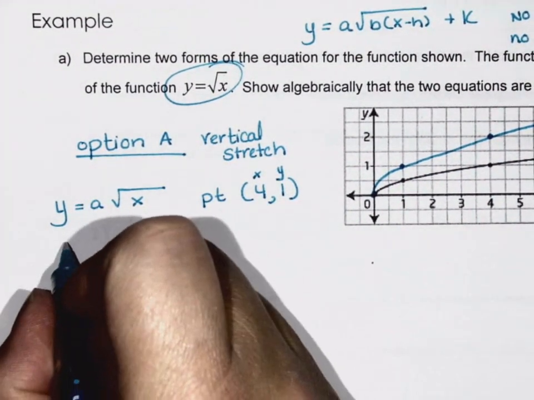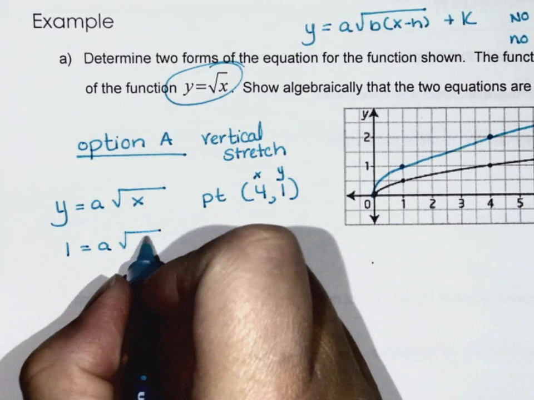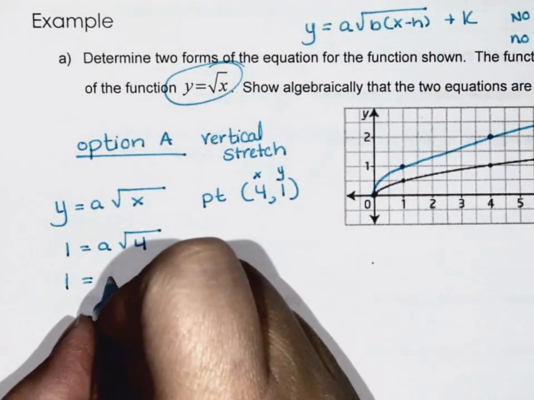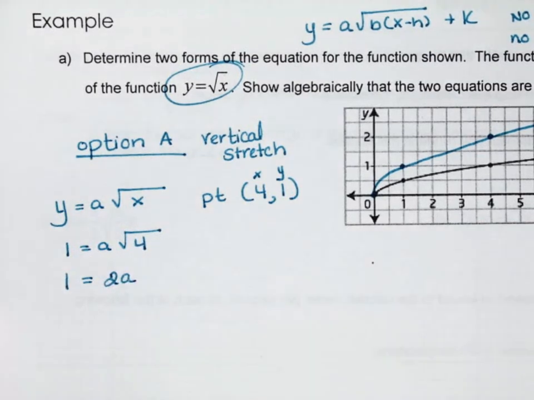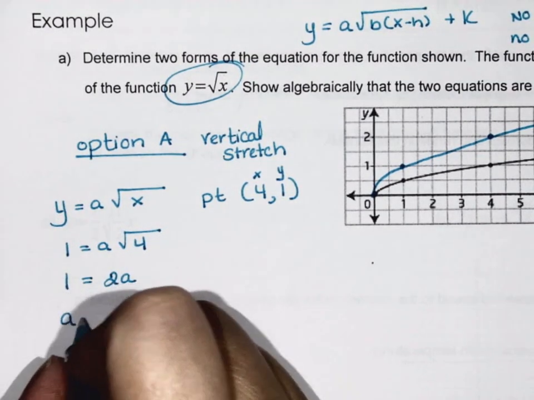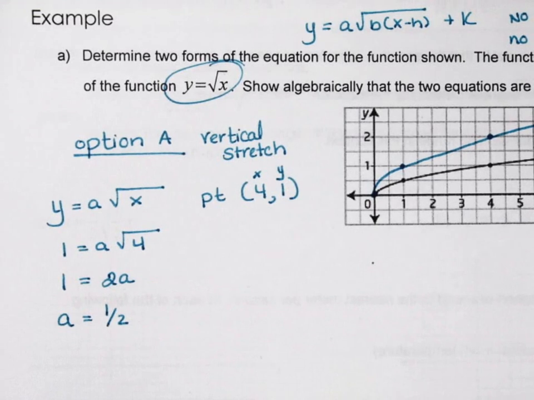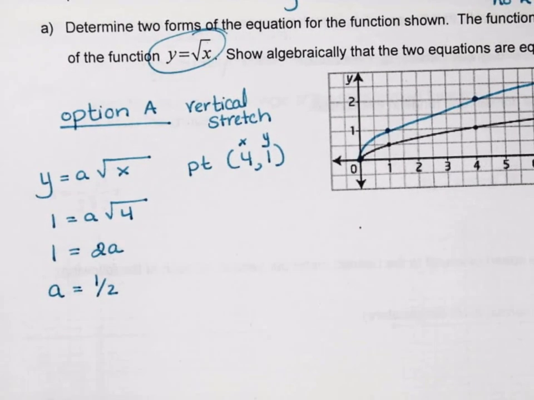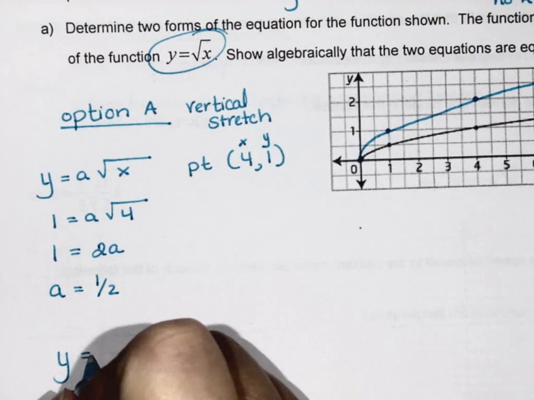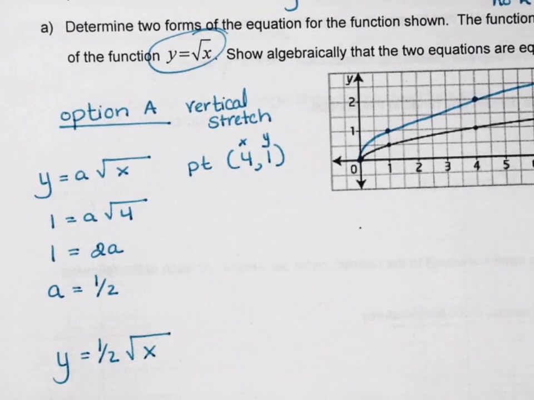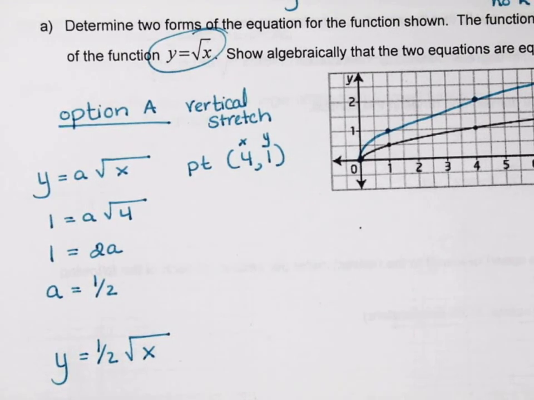So we are going to have 1 equals a root 4, so 1 equals 2a. So we would have an equation, y equals 1/2 root x. Okay, good job, everybody.